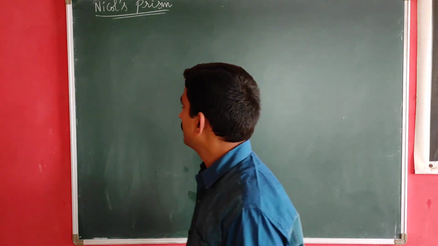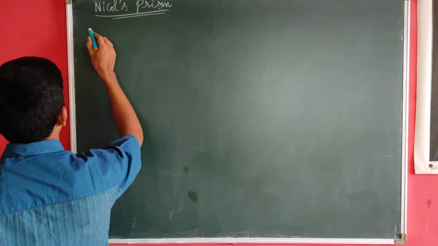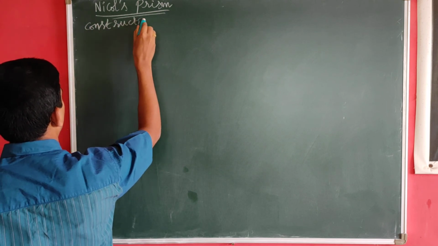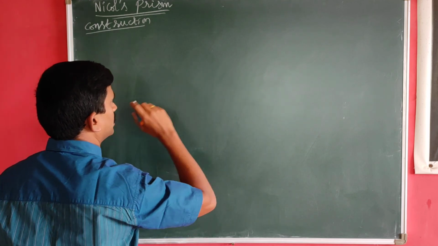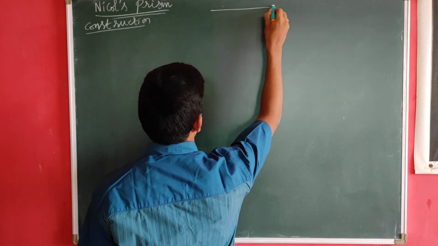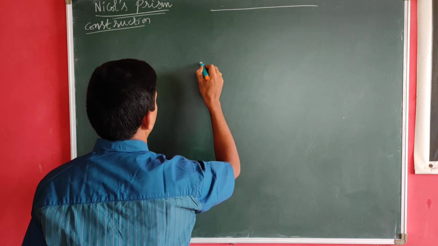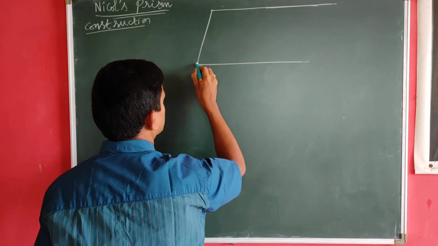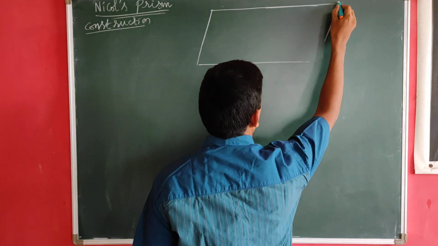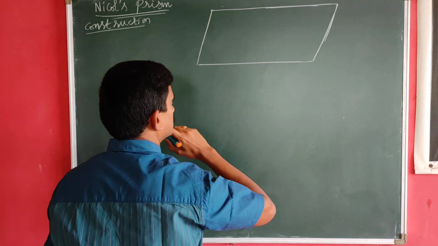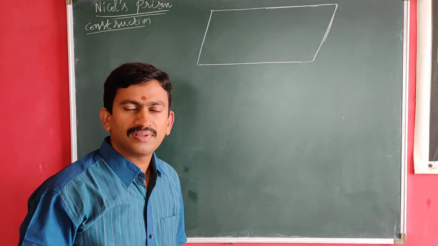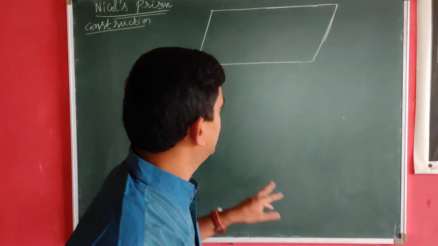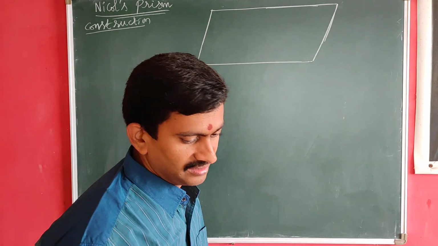Now we are going to discuss the construction of Nicol prism, working of Nicol prism, and applications of Nicol prism. For the construction of Nicol prism, this can be easily understood with the help of this diagram. So, Nicol prism is made from the doubly refracting crystal itself, whose length is 3 times that of its width.